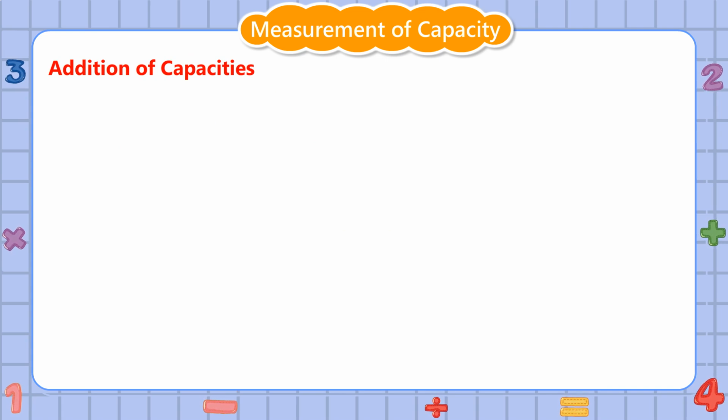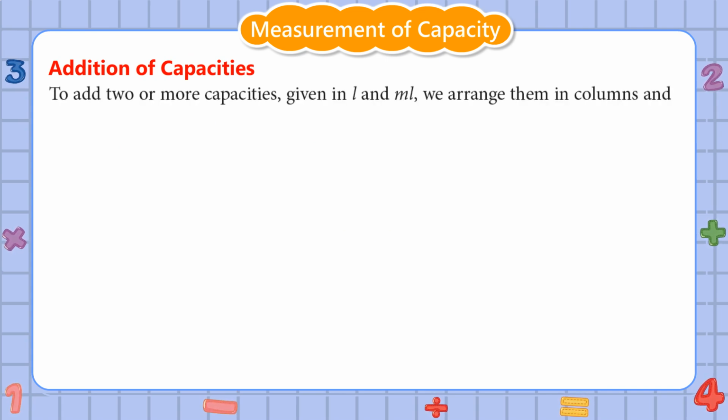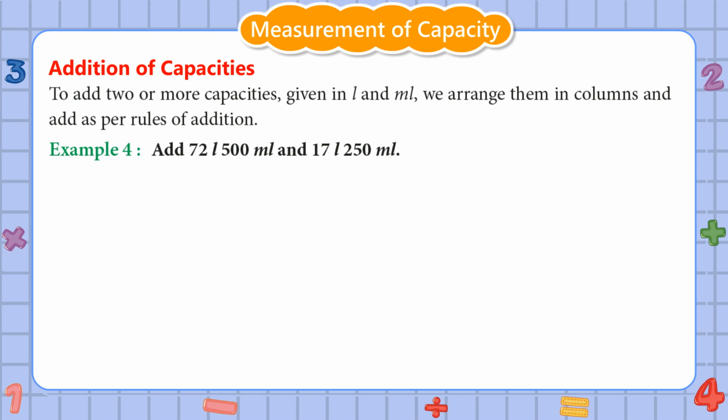Addition of capacities. To add 2 or more capacities given in liter and milliliter, we arrange them in columns and add as per rules of addition. Example 4. Add 72 liters 500 milliliters and 17 liters 250 milliliters.